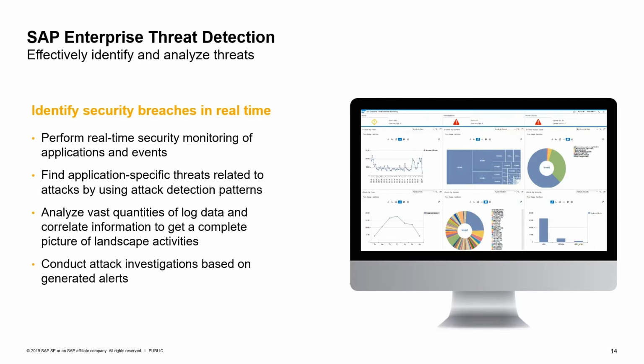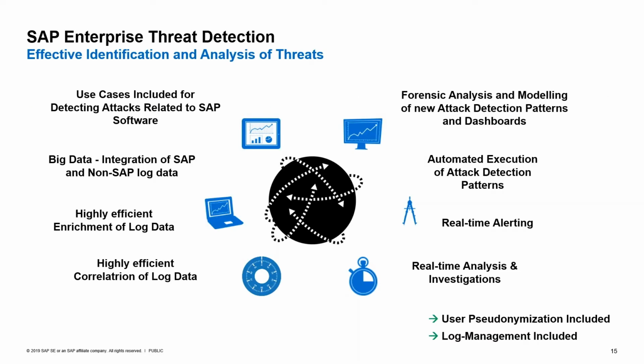Now, if we look at the features and functions of enterprise threat detection, on one side, we have the forensics analysis and modeling, right? So we can look at all the information that's available. We can determine what types of patterns we want to launch, and we can present those in different types of dashboards. And I'll show you one in a second as well. Then we have the automatic execution of attack detection patterns. So once we've defined a pattern, it will continuously monitor the application for that specific pattern, and if we find the pattern, it will raise a flag and say, hey, here's something you need to look into. Right, so we would have the real-time alerting whenever something occurs that we want to be alerted with.